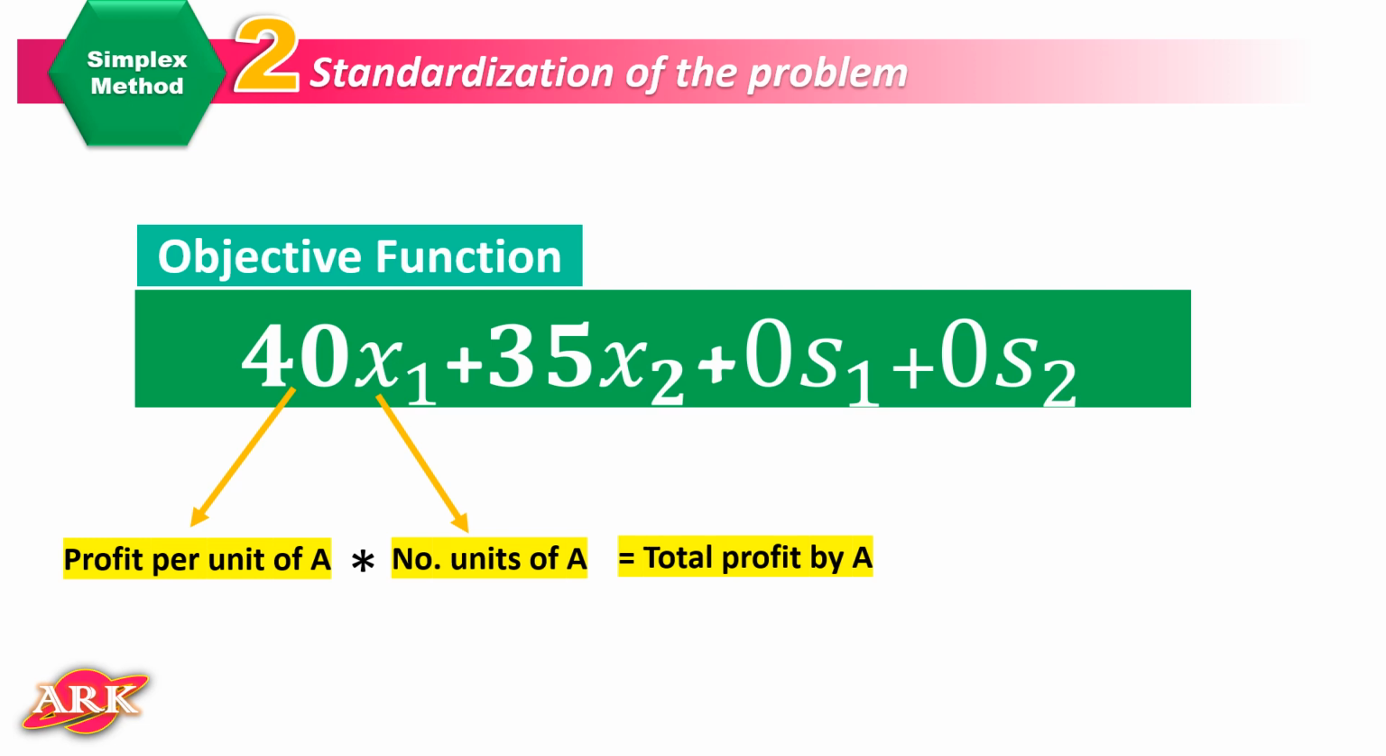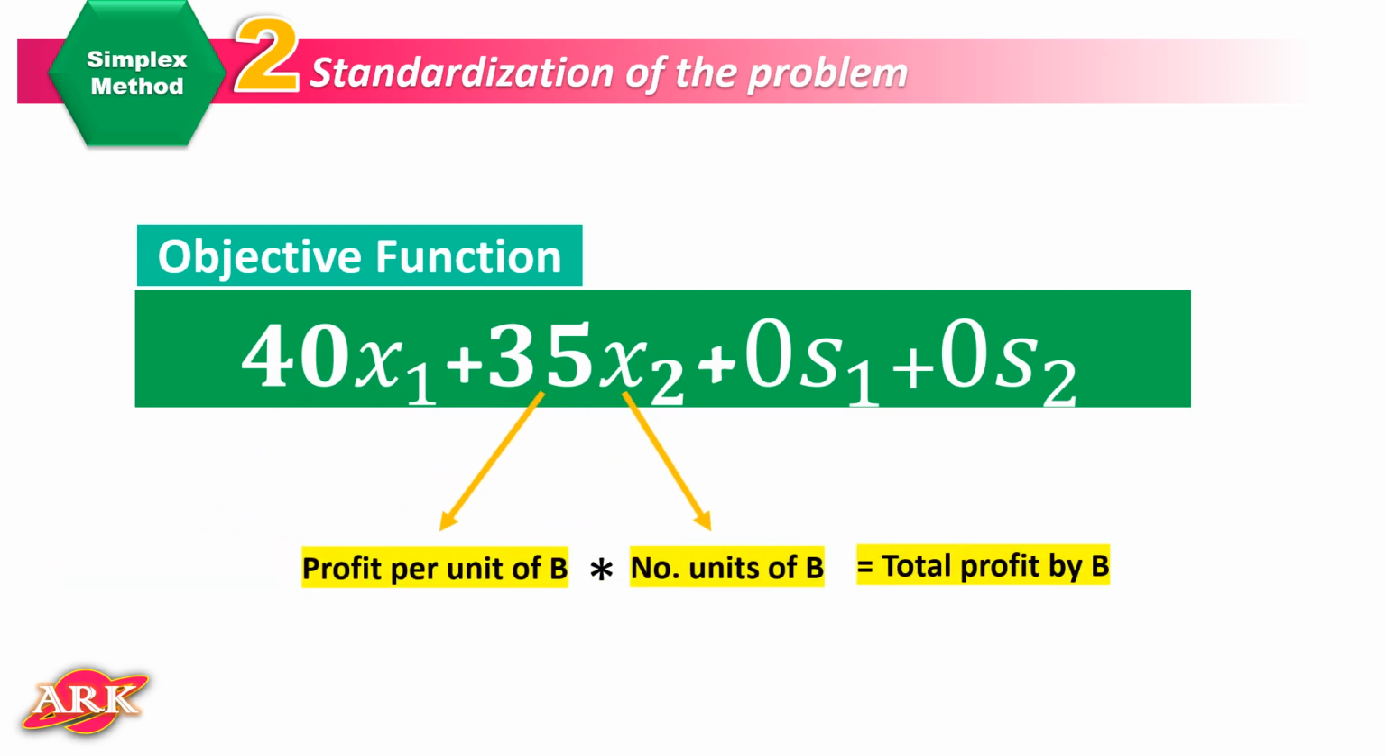40x1. 40 is the profit per unit of A and x1 represents the total number of units of A being produced. 40 into x1 gives us the total profit that we can make by the total number of units of A. Similarly, 35 into x2. 35 represents the profit per unit of B and x2 represents the total number of units of B being produced.